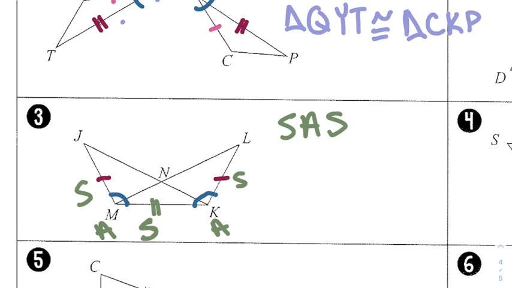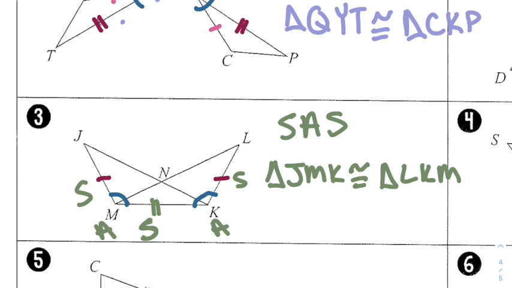And if we were to write a congruency statement, let's start with angle J, triangle JMK is congruent. Well, angle J is congruent to angle L, and then angle M is congruent to angle K, and then angle K is congruent to angle M. So that's my congruency statement for that one.